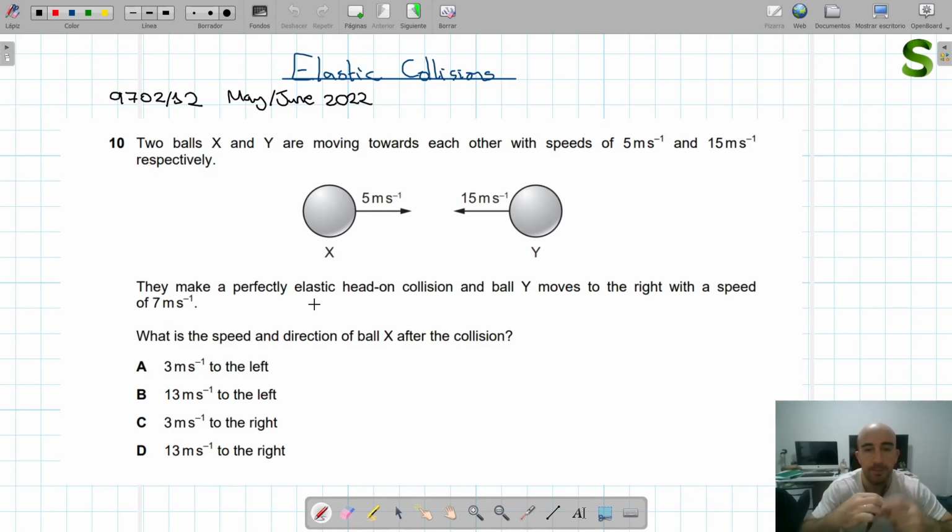So, perfectly elastic collisions, and ball Y moves to the right with a speed of 7 meters per second. So we have X moving to the right, Y moving at first to the left, and then Y moving to the right at the end. What is the speed and direction of ball X after the collision?